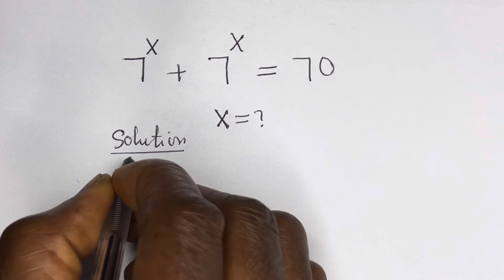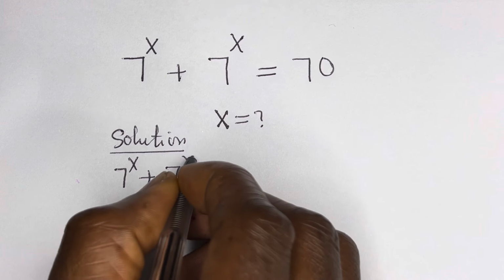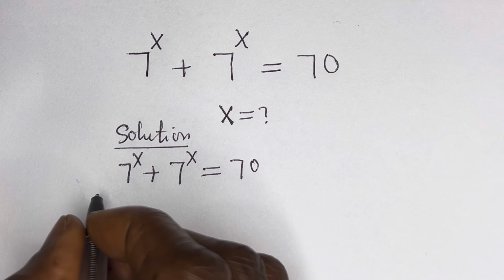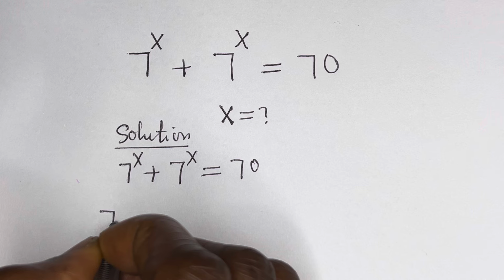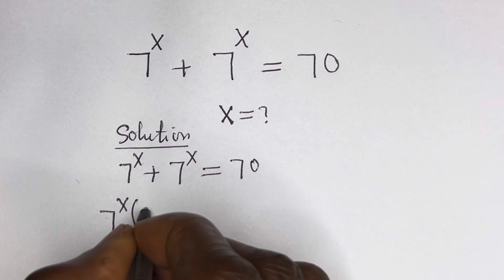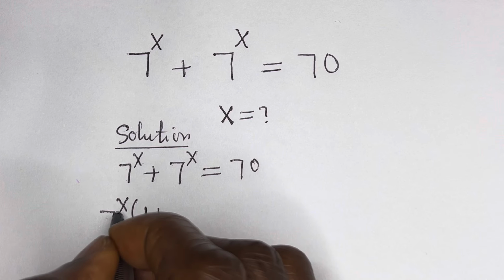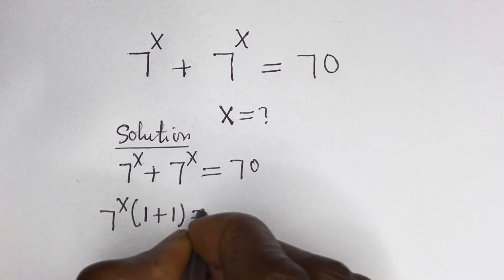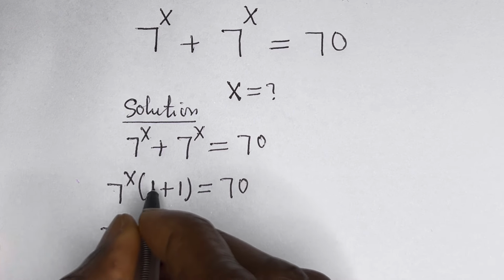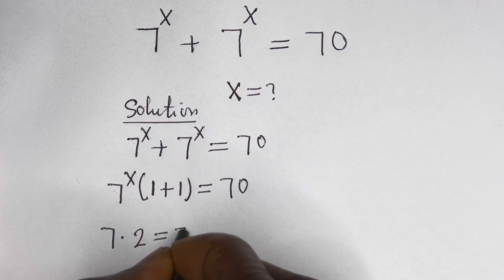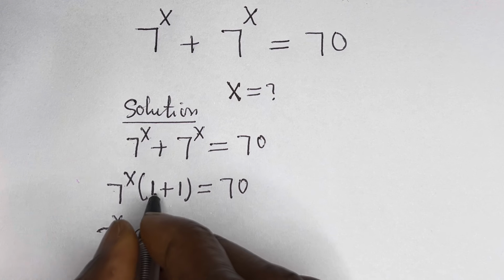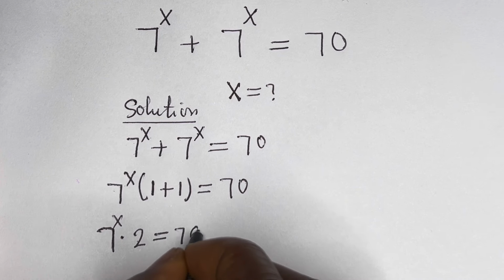Here we have 7 raised to power s plus 7 raised to power s is equal to 70. 7 raised to power s is common. Let's bring it out. This is 7 raised to power s, bracket 1 plus 1, is equal to 70. That is 7 raised to power s multiplied by 1 plus 1, that is 2, is equal to 70.